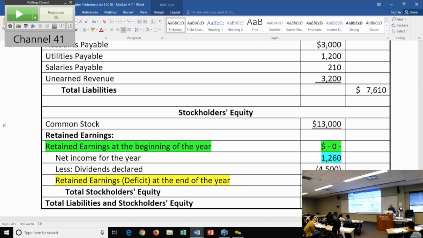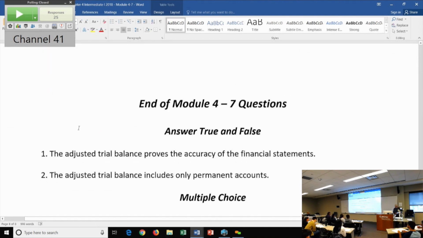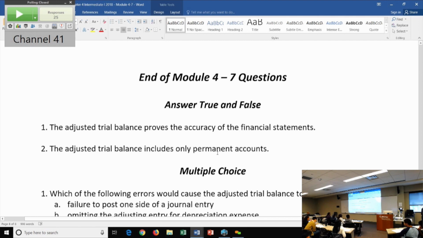All right, now, on the questions, I'm just going to say a little bit about the next module, because then we have an exit exam to give you on these topics. If you look at number 1, the adjusted trial balance does not prove the accuracy, so that's false. It only tells you, like any other trial balance, that debits equal credits. So 1 is false. Number 2 is also false, because the adjusted trial balance includes both permanent, which are mostly balance sheet accounts, and temporary accounts as well, which are income statement accounts and dividends.